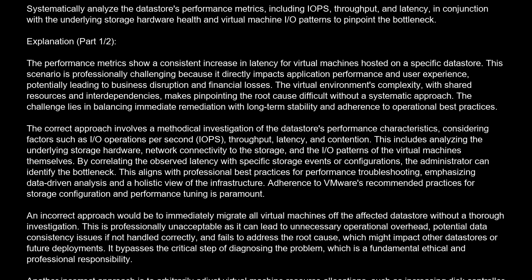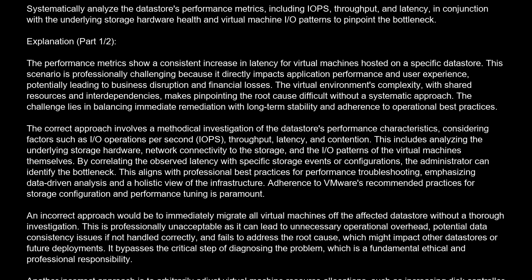This scenario is professionally challenging because it directly impacts application performance and user experience, potentially leading to business disruption and financial losses. The virtual environment's complexity, with shared resources and interdependencies, makes pinpointing the root cause difficult without a systematic approach. The challenge lies in balancing immediate remediation with long-term stability and adherence to operational best practices.